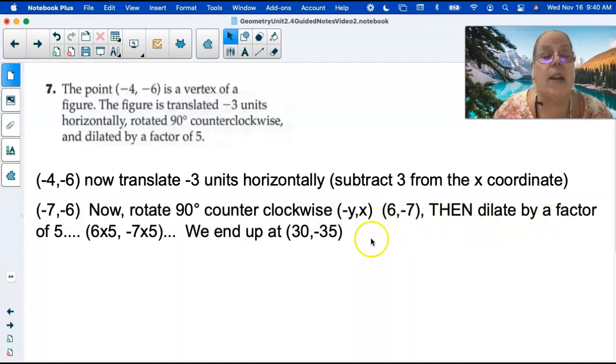Then we're going to dilate by a factor of 5, which means multiply each of them by 5. 6 times 5 is 30. -7 times 5 is -35. That's where we end up. That's our final point. Okay, everybody good? Again, pause if you need to.